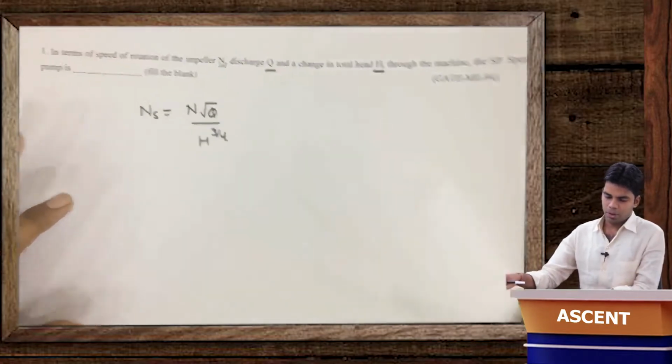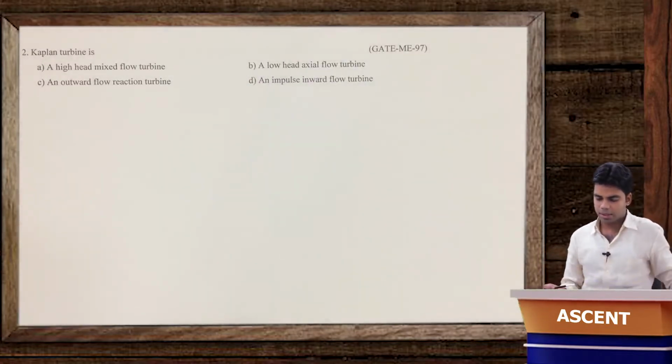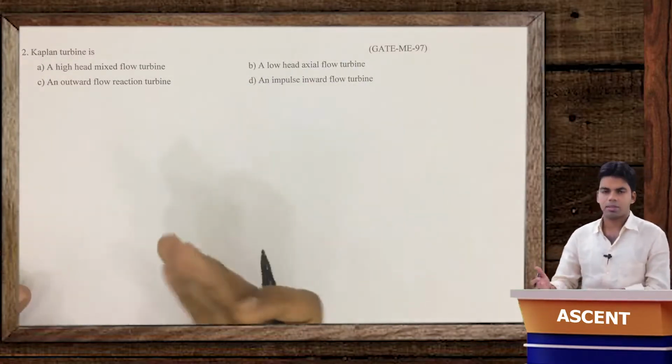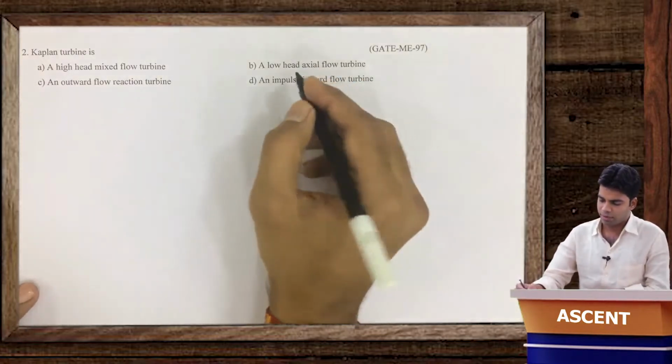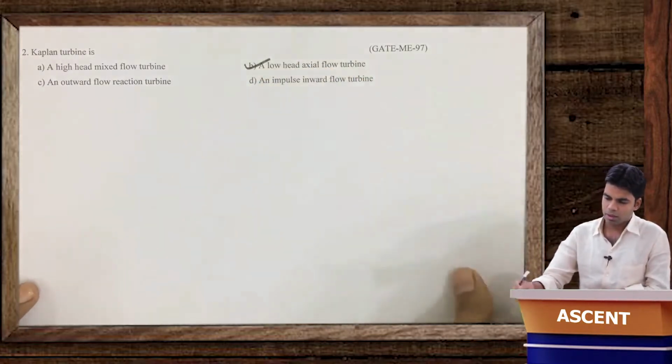Answer. Okay, next, Kaplan turbine. So Kaplan turbine, we have classified as a low head axial flow turbine. Answer should be B.